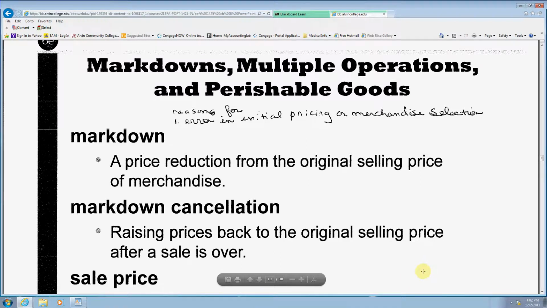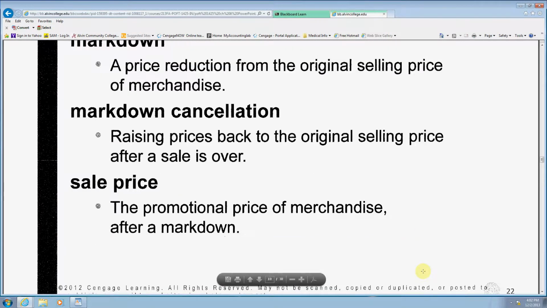This is section 3 of chapter 8: markdowns, multiple operations, and perishable goods. Markdown is a price reduction from the original selling price of merchandise. A reason for this may be error in initial pricing or merchandise selection. Markdown cancellation is raising prices back to the original selling price after a sale is over. And the sales price is the promotional price of merchandise after a markdown.